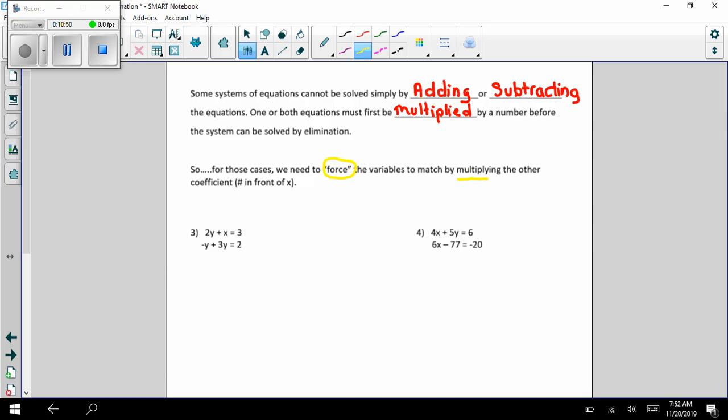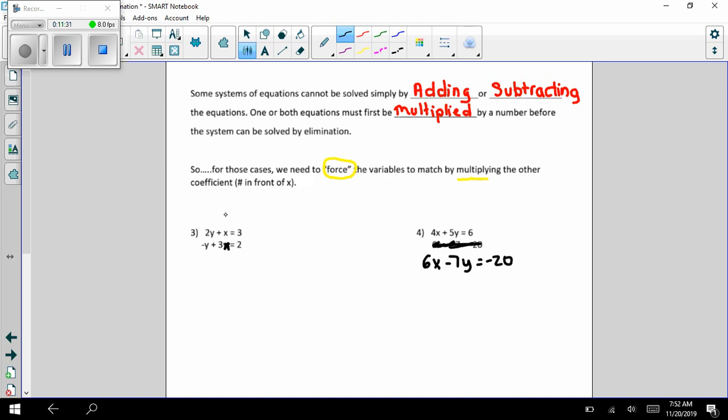So let's first of all fix my examples on your own paper if they're not already fixed. My apologies. For number 3, let's go ahead and fix the second equation. It should say negative y plus 3. This should be an x equals 2. And on number 4, let's go ahead and set him up also. I think we should just cross this guy out. It'd be easier. It should read 6x minus 7y equals negative 20.